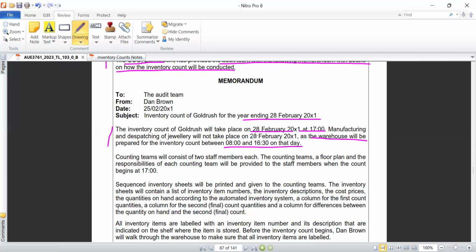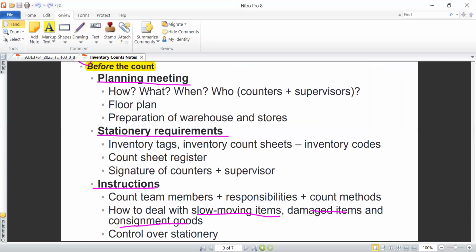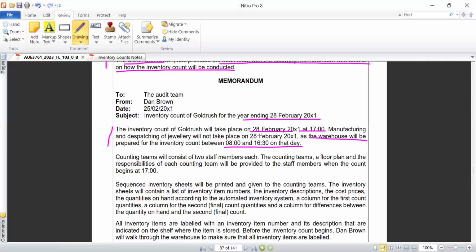So this information has to do with what they discussed at the planning meeting. Already we are seeing there's preparation of the warehouse and stores, which is taking place on the date when the count has to be conducted, right? So how are we going to ascertain indeed whether preparation of the warehouse will take place or has actually taken place in this case? That's my question to you.